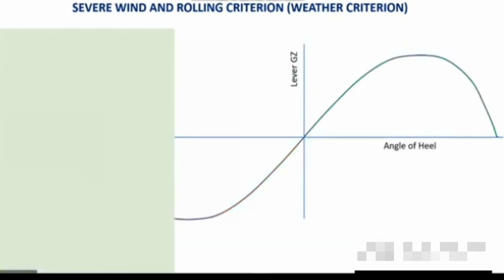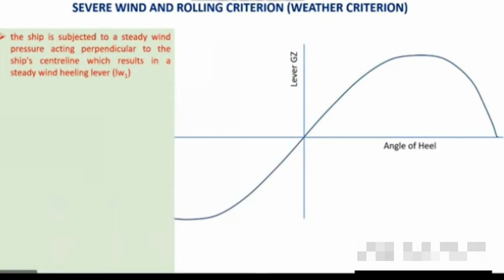Now, the ship is subjected to a steady wind pressure acting perpendicular to the ship's center line, which results in a steady wind heeling lever LW1. What does it mean? For example, now here, let us say I have the ship. GZ for this side is here, GZ for the other side is in the third quadrant.